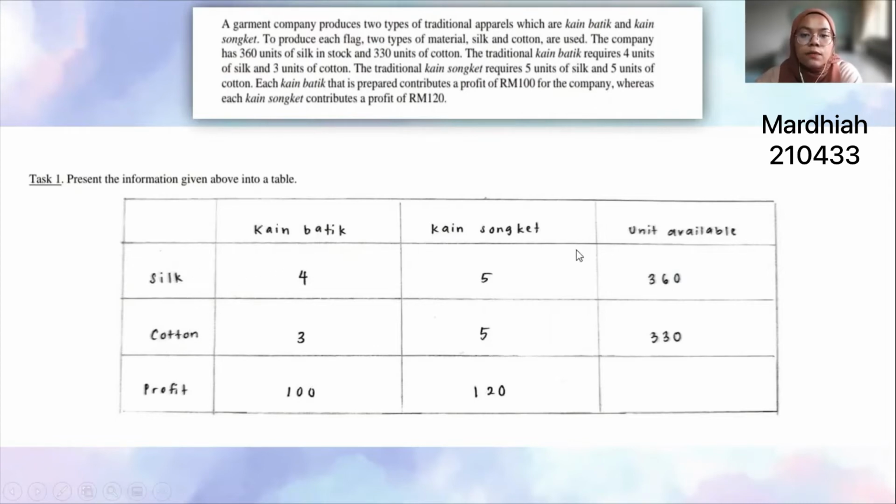Then we transfer all the information about the units that need to be used, and the units that are available for silk and cotton. And then the last one, we also need to write the profit for each of the apparels, and we need to write down the information about the profit that they will contribute.